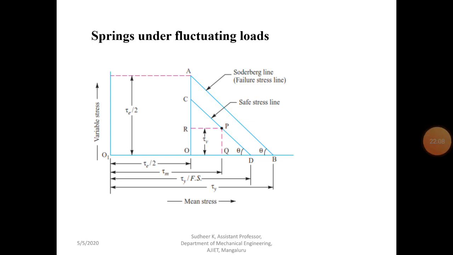Now coming to springs under fluctuating loads. When the spring is subjected to fatigue load, or what we call fluctuating load, the load is always fluctuating from a minimum value to a maximum value with respect to time. In many applications, the force acting on the spring is not constant but varies in magnitude with time.